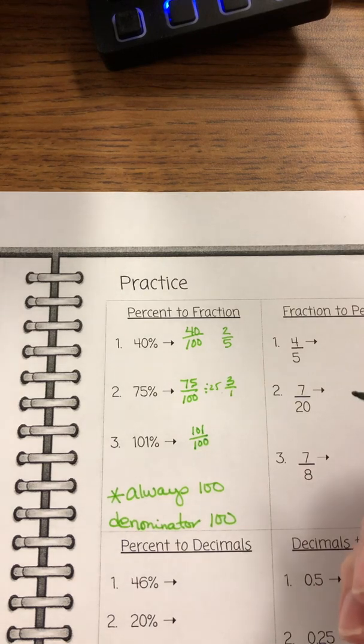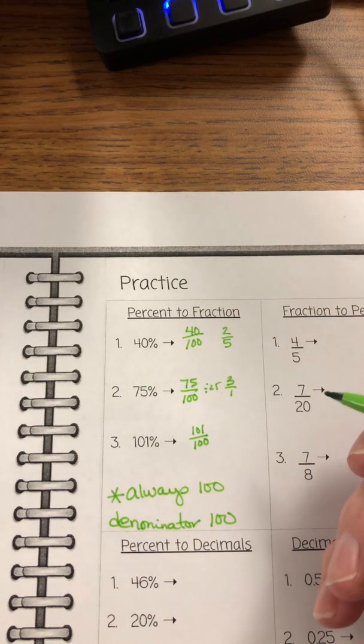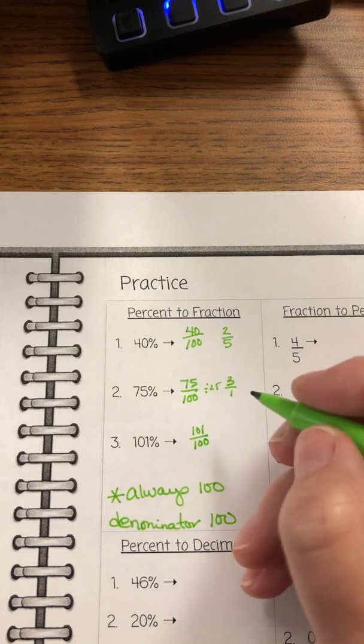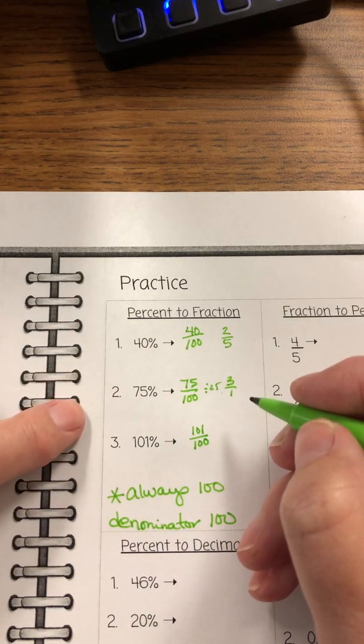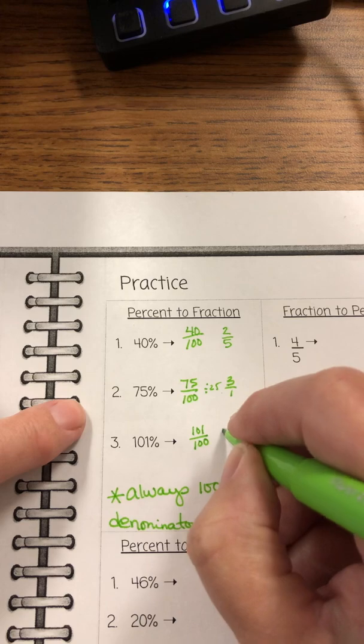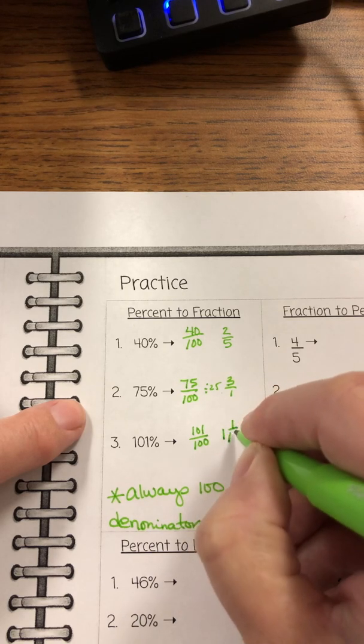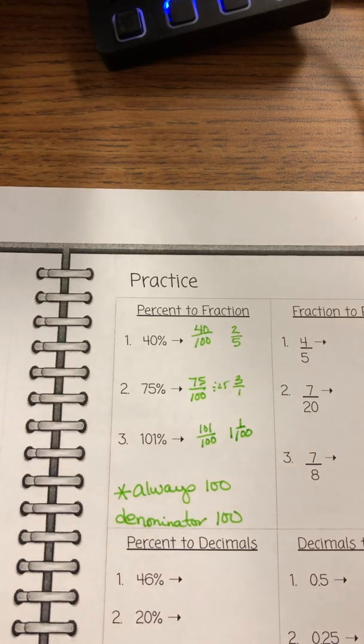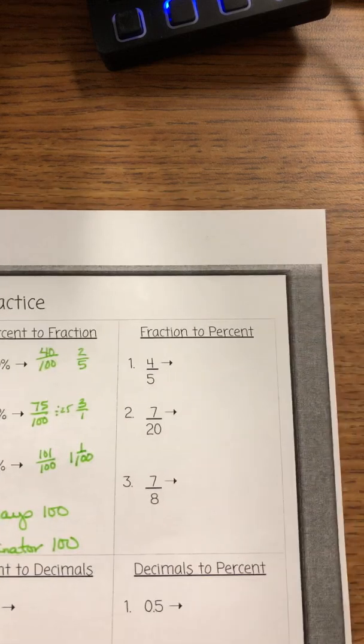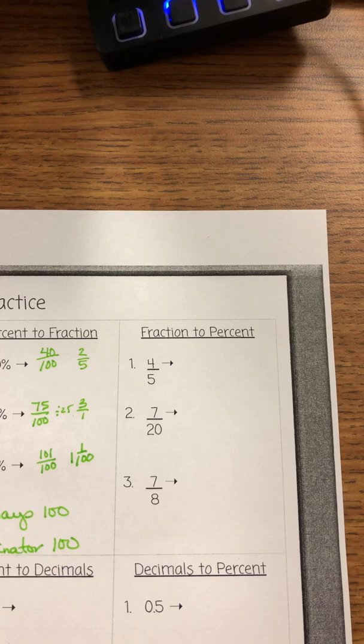Now when you have a numerator that's bigger than the denominator, that means you're going to have a mixed number. So 100 will go into 101 one time, and you will have 1 left over. That'll be your numerator, and of course your denominator will stay the same. So that is percentages to fractions. So now we want to go to fractions to percents.